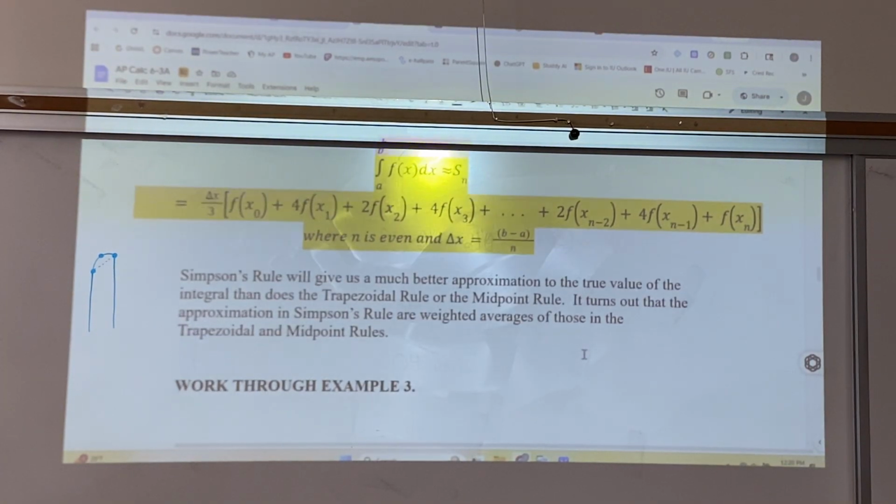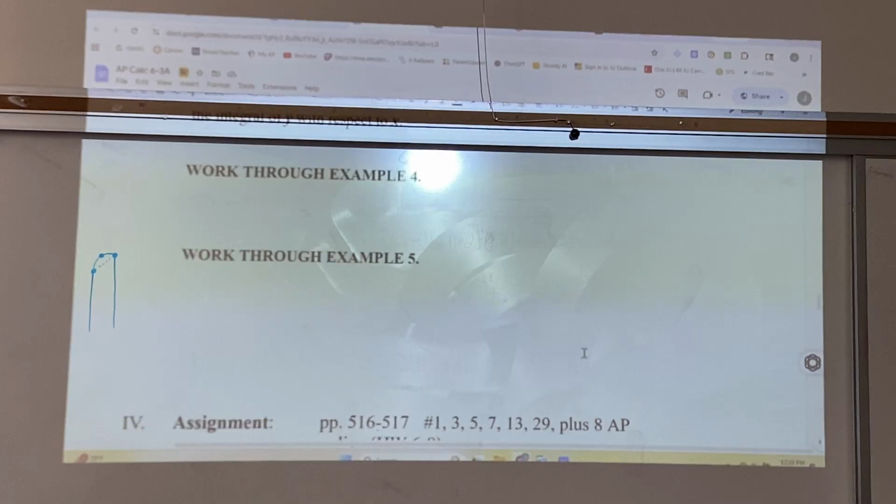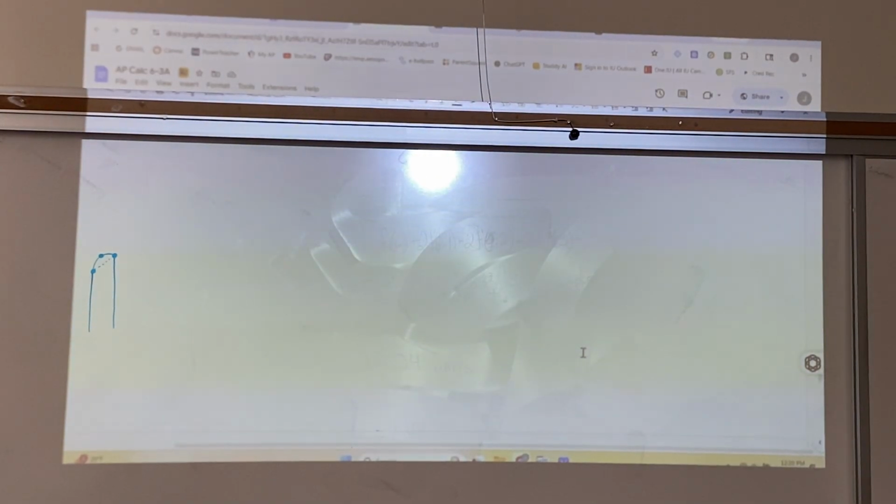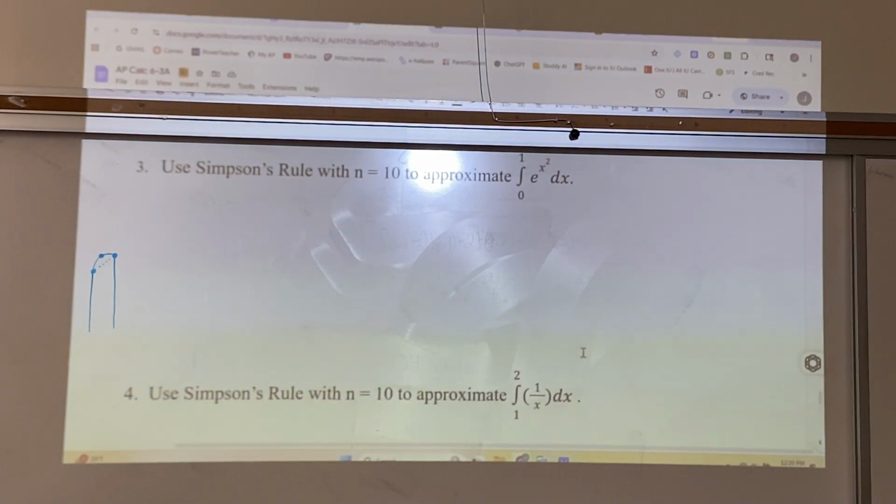Okay. Oy vey. Who's ready to look at a Simpson? We could use the same ones we just did, only do it for Simpson instead.